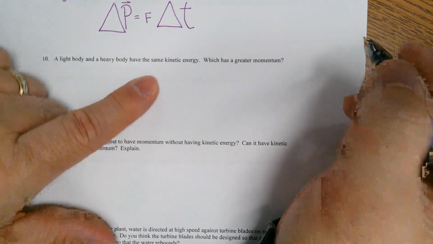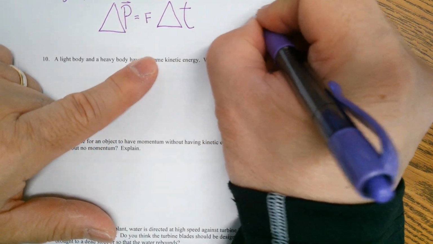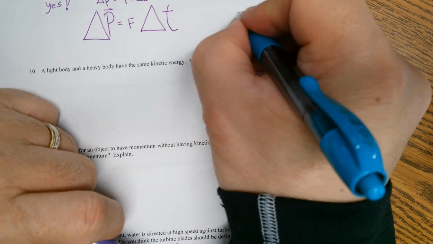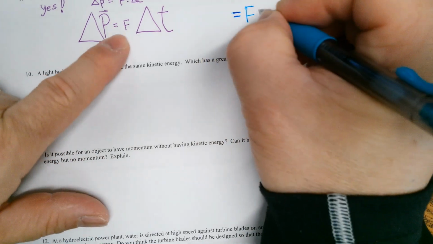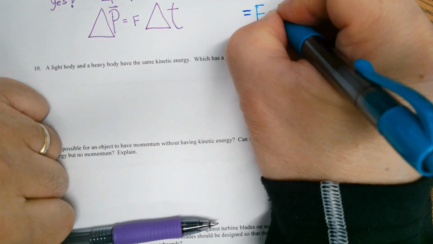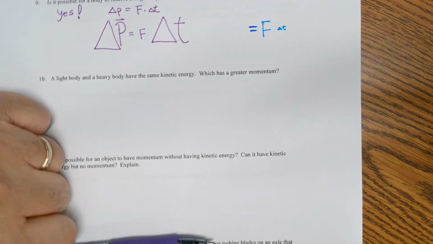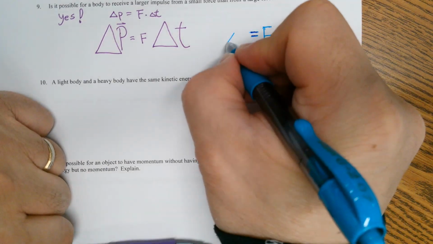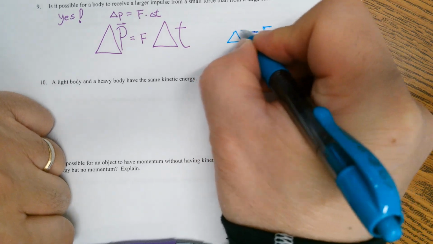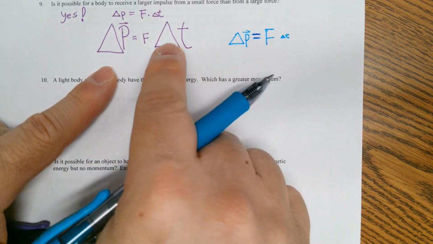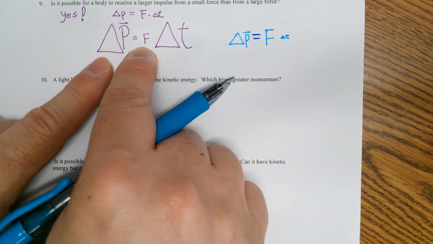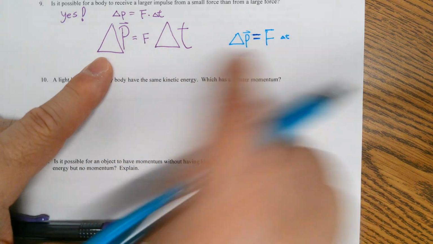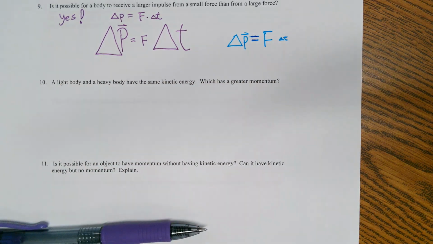But if I have a little bit bigger force, but a very small delta t, I'm going to have a smaller impulse. So yes, I can get a much bigger impulse from a smaller force than from a bigger force. Is that okay? Does that make sense?